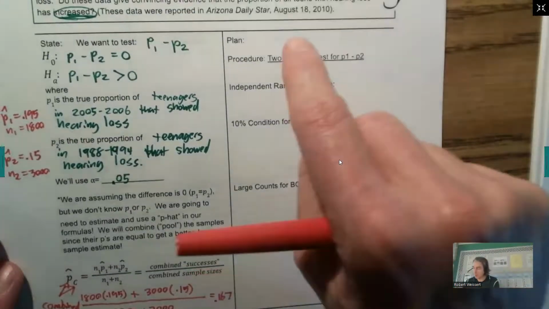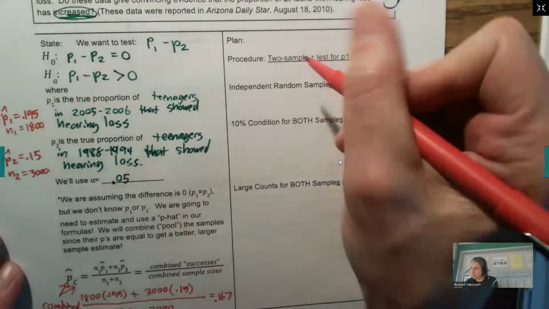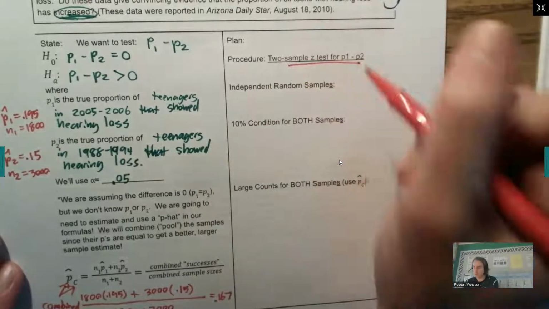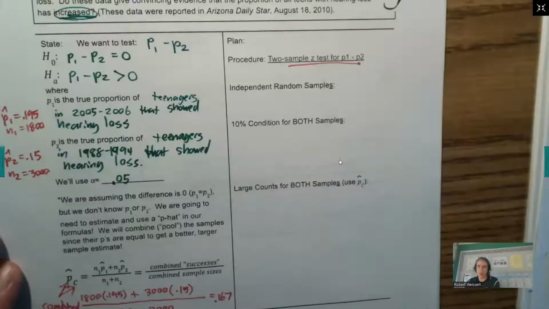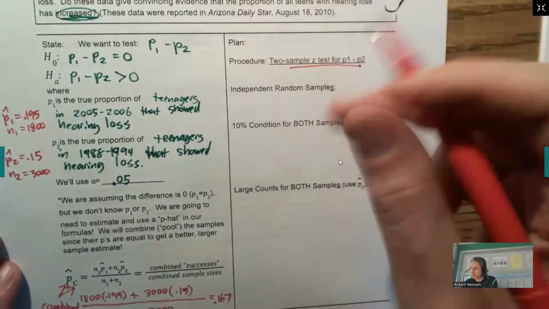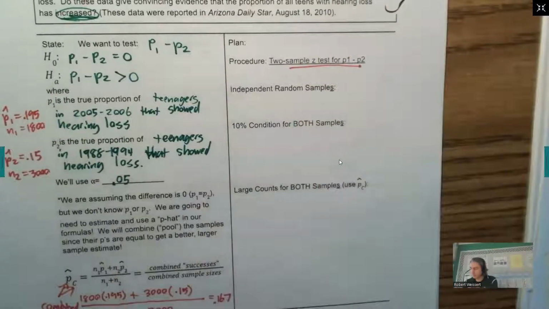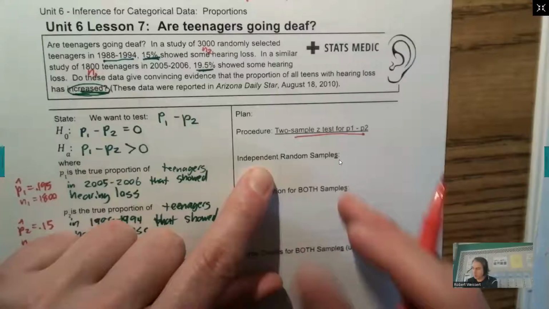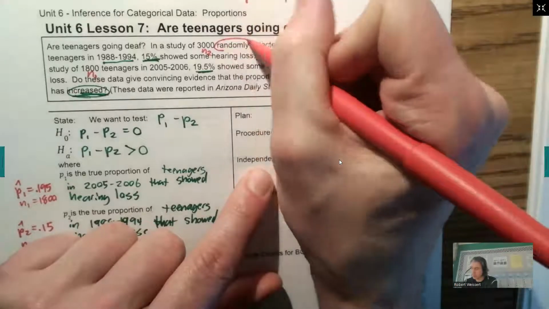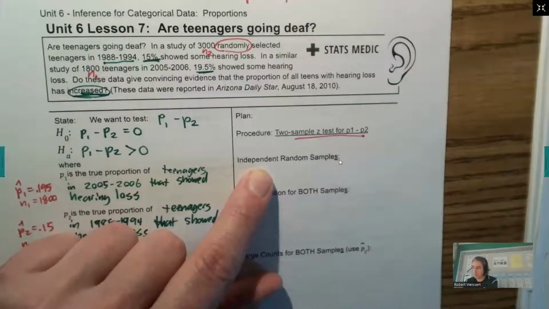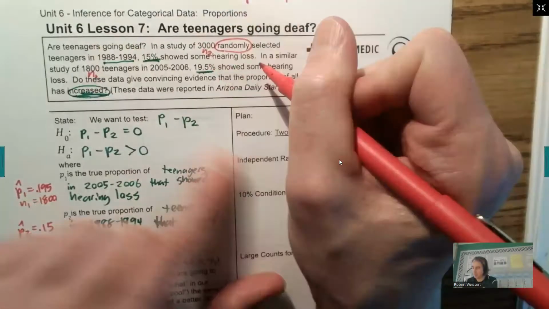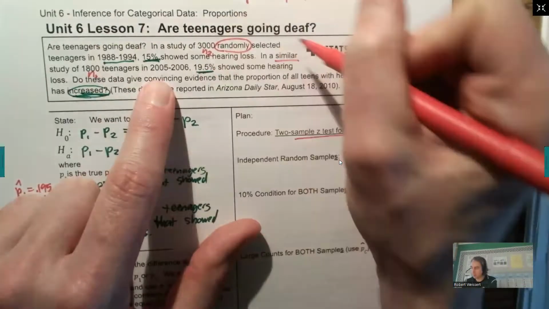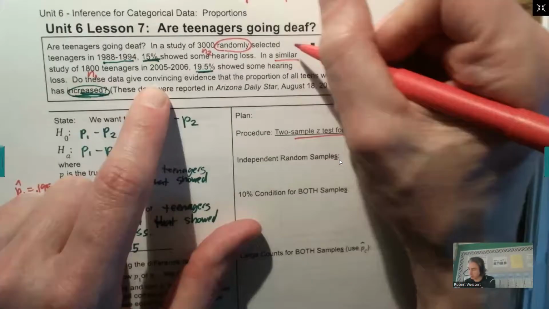Now, as we're going through this, we're still going to check our three conditions. We're going to name our procedure. This is a 2-sample z-test for p1 minus p2. You can also write that in the state part, which I prefer to do. And we're going to do our random, independent, and large counts. So independent random samples. Were these samples independent and random of each other? Well, it looks like up here it says 3000 were randomly selected. In a similar study, 1800 teenagers, similar, I would assume that the same thing went on here. So that's also going to be random here.